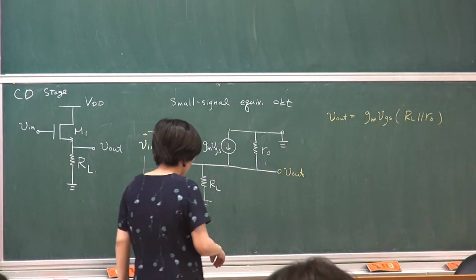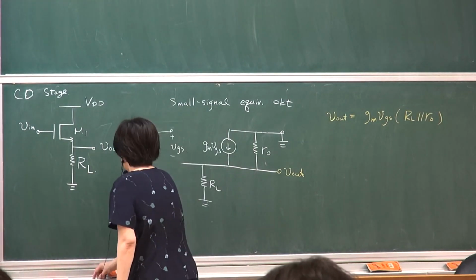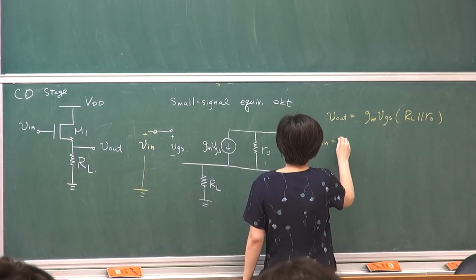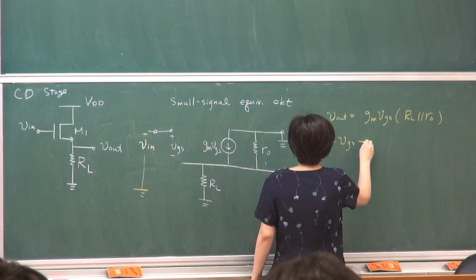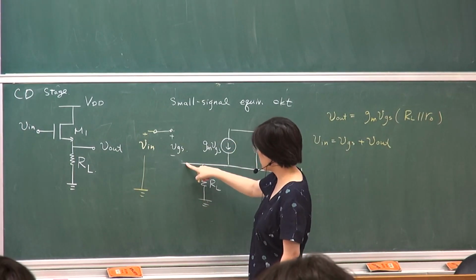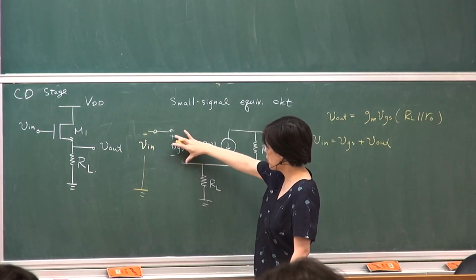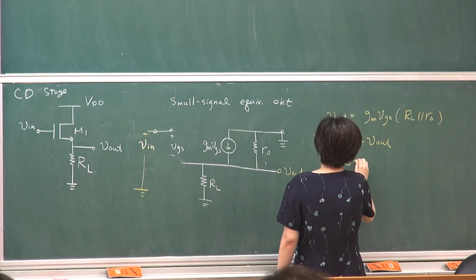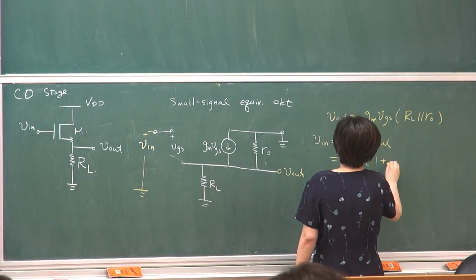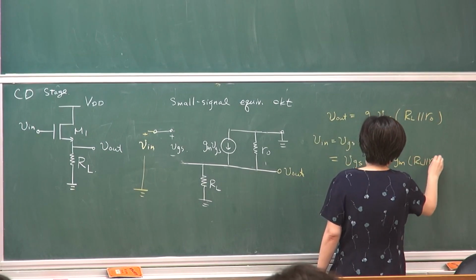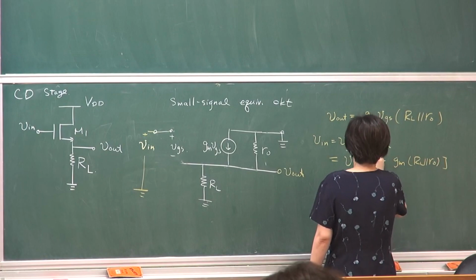So what about V in? The next equation is writing down V in. So V in will simply be VGS plus VL. Right? VGS, and this terminal is VL, so VGS plus VL. And it will simply be VGS times (1 plus GM R load in parallel RO). So you see very familiar results.